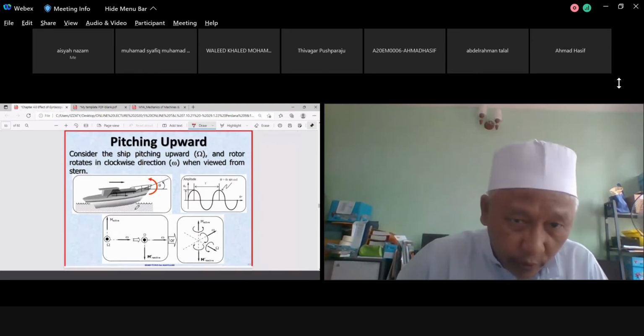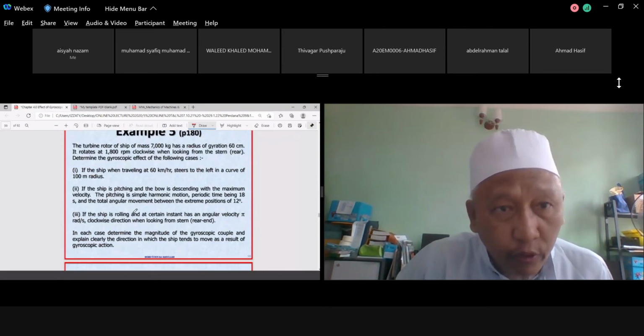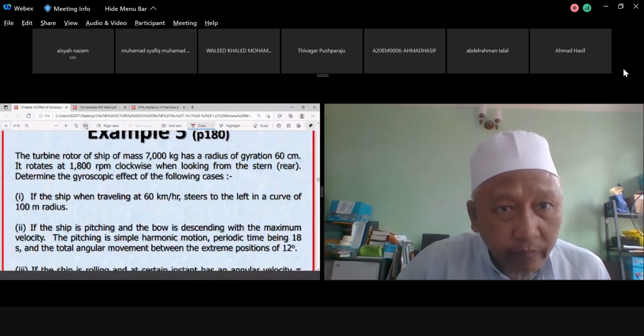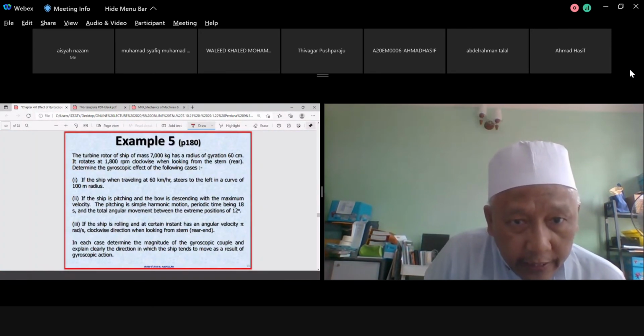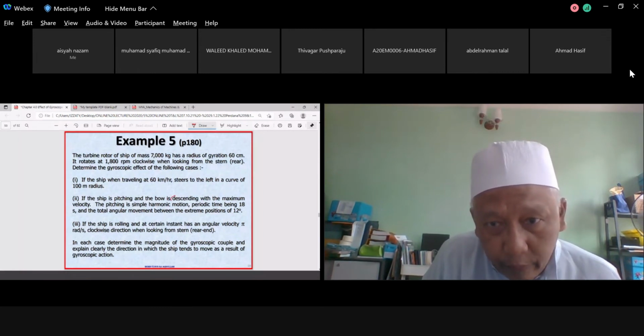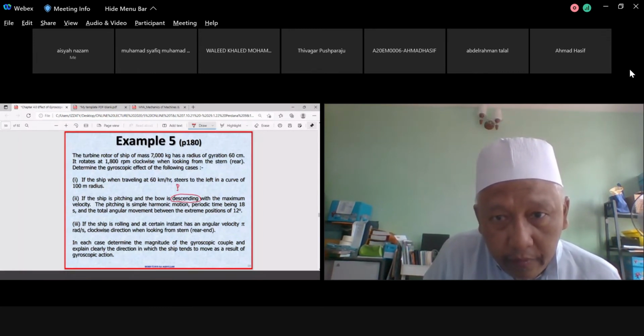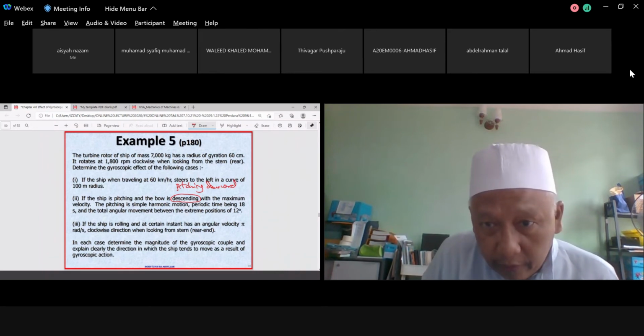Okay, now let's pick up one example. Before we go on, I want you to understand how to use it. For example, look at here. The ship is pitching and the boat is descending. What does it mean? It's pitching down with the maximum velocity. Maximum velocity. What does it mean?